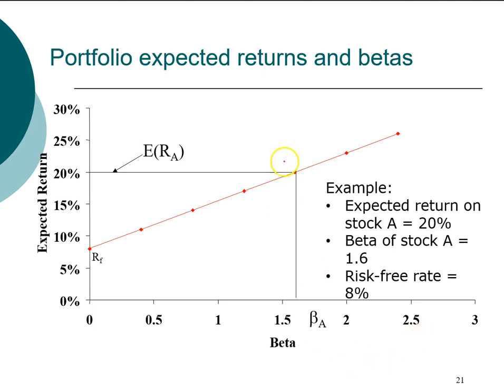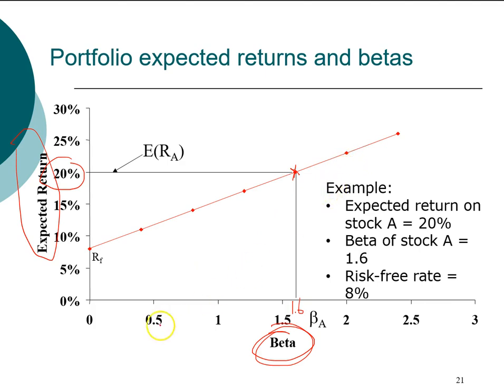Another way to look at this is through a graph. In this graph, we have the expected return of a stock and also the systematic risk, or the beta, of a stock. So this graph shows the return and the risk of different stocks. Let's say stock A. Stock A has a return of 20%, and stock A has a systematic risk, a beta, of 1.6. So this represents the position of stock A on this graph.